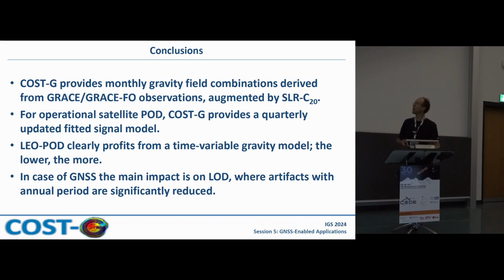So in conclusion, that's only a summary. We provide these multi-gravity combinations from GRACE on, and in the future, hopefully, also the new missions, augmented by the SLR C20, so you get complete information on the gravity field. And for this operational use, we have this fitted signal model, updated every 3 months. LEO POD will clearly benefit from this model. GNSS will benefit in geophysical parameters like length of day. So please have a try.